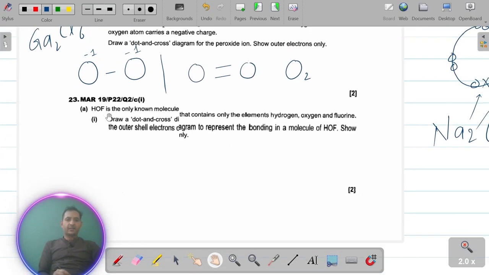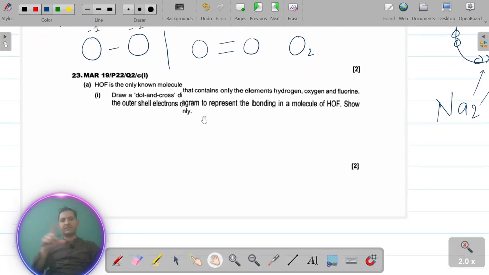Okay, HOF is the only known molecule, draw dot and cross, that contains only the elements hydrogen, oxygen and fluorine. Electronic diagram represents bonding. When we are arranging elements, keep in mind the most electronegative element will come on the right hand side. Oxygen is electronegative, fluorine is also electronegative, but fluorine is more electronegative. That is the reason it is on the right hand side.